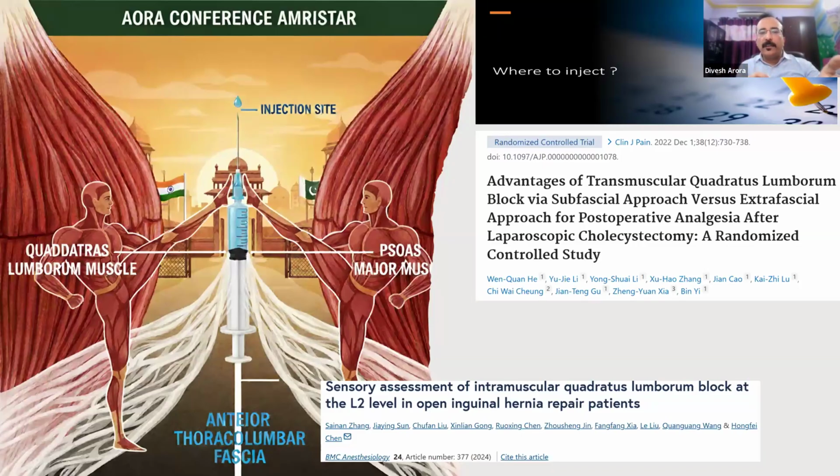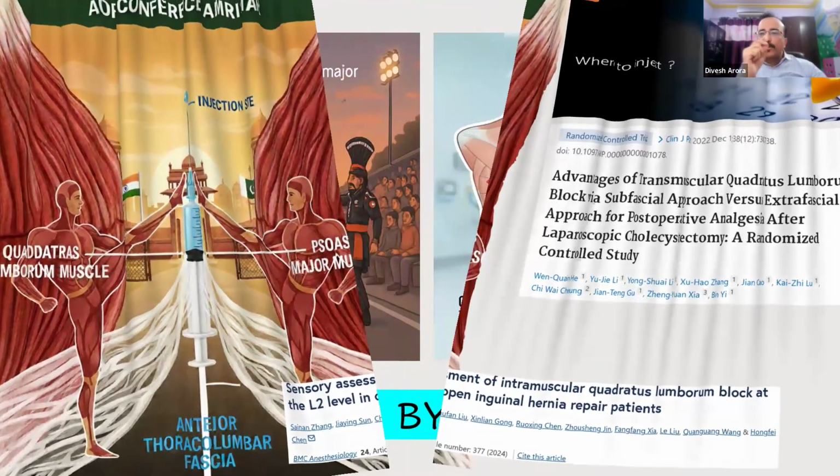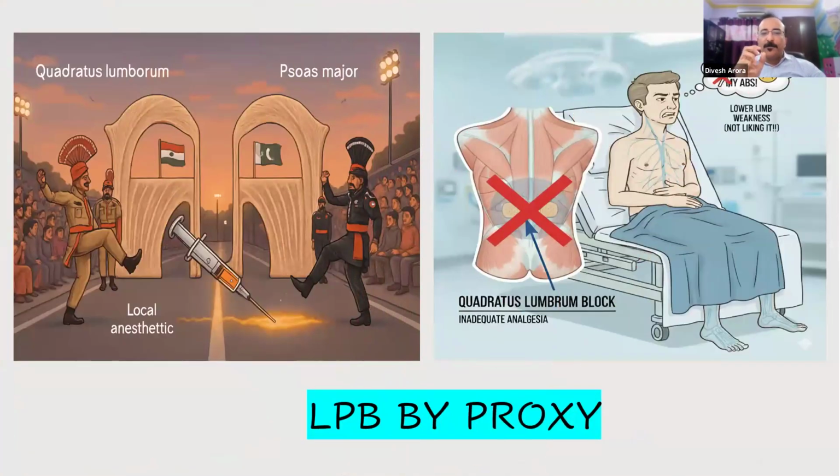This is what a visual can be. And I told them, if you cross over the border, you can have very precise sindoor-like strikes, but you will have lumbar plexus by proxy, and the patient will have inadequate analgesia. And trust me, I was so bugged. I have presented QL at multiple forums. How can I change it? And it struck me just three days prior to the conference. I took the help of Nano Banana, and this is what I got. Some of you would have been present and would have enjoyed that presentation.